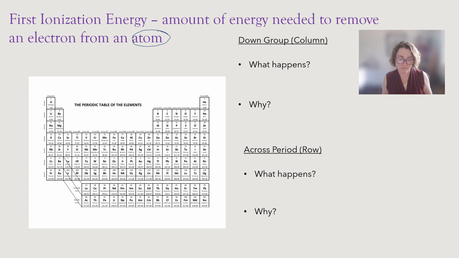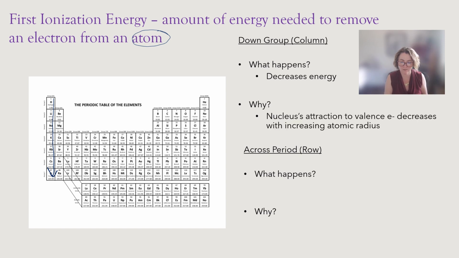All right, following that same trend, we want to talk about how hard it is to remove an outermost electron from an atom, and what happens as you move down the group. The thing to keep in mind here is that the easier it is to remove an electron, the less energy it takes, okay? So what happens as you move down a group? Well, your energy is going to decrease. So the amount of energy required to pull that electron off is going to decrease. Let's talk about why that is.